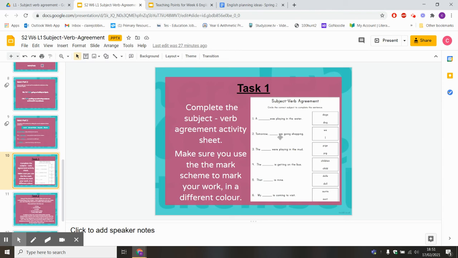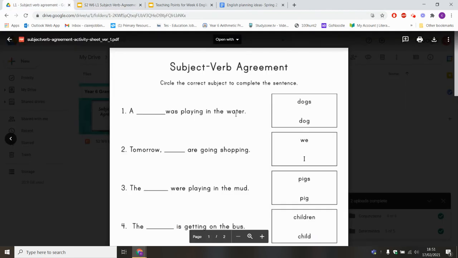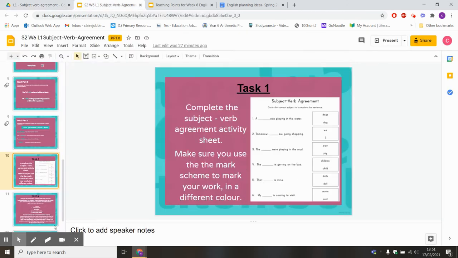As well as that, after you've done that, you then need to use the mark scheme. So you can see here, if you scroll down when you download it, there's the mark scheme at the bottom. Make sure you use a coloured pen.